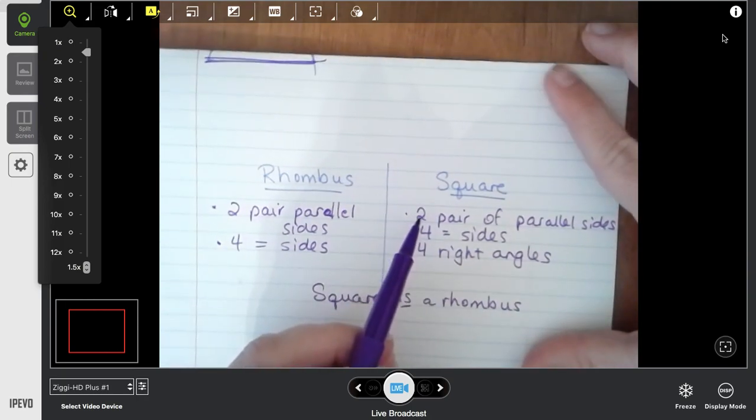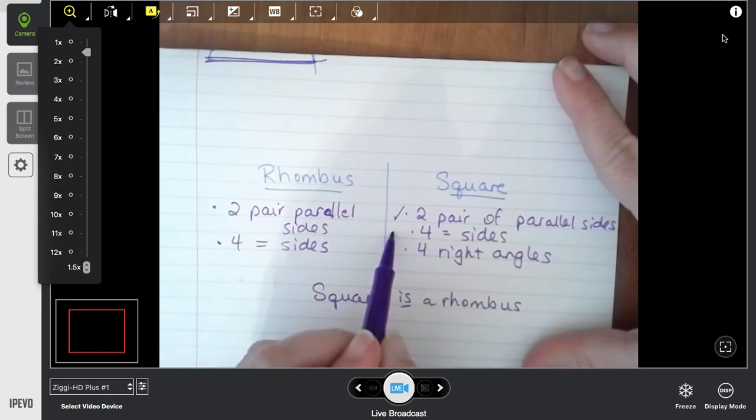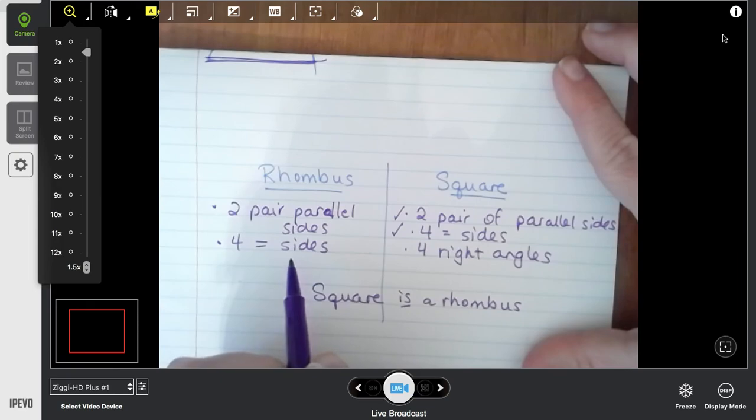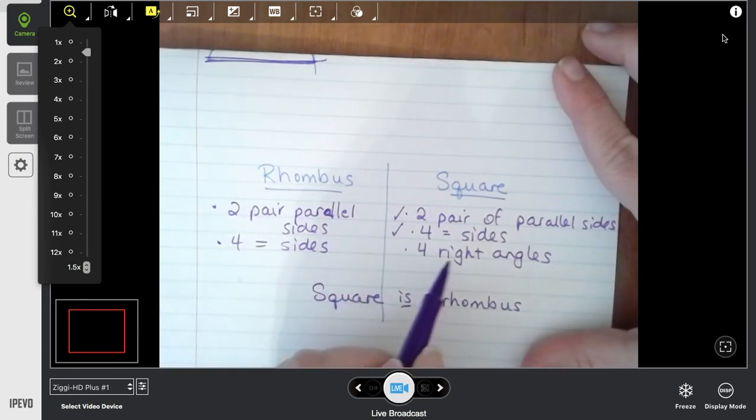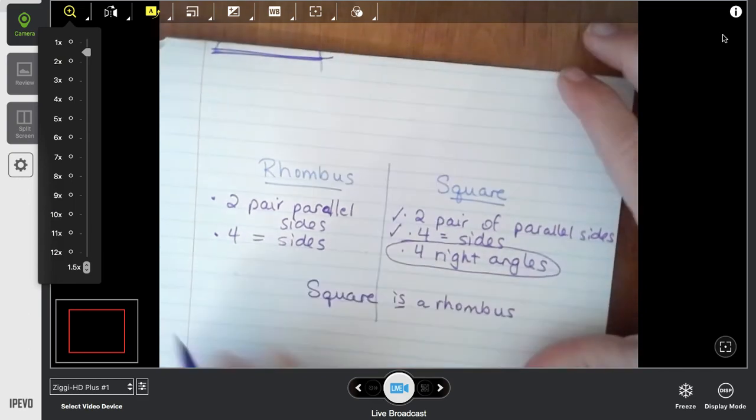All right, let's see if a rhombus is a square. Does a rhombus have two pairs of parallel sides? Yes. Does it have four equal sides? Yes. Does it have four right angles? Not necessarily. It may, but it doesn't have to. That's not one of its properties. So the fact that a square has to have four right angles means I cannot say that a rhombus is always a square, because it's missing this property.